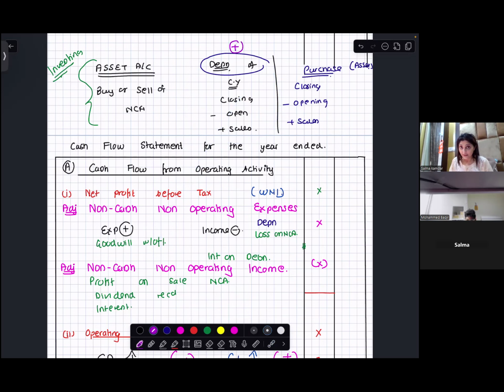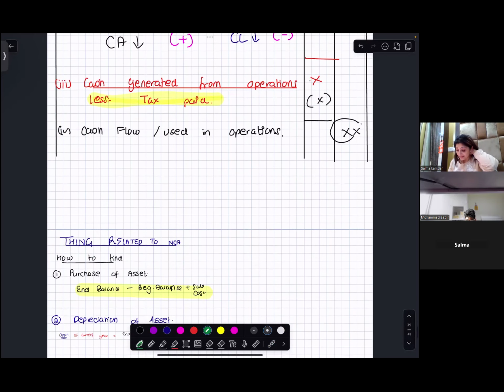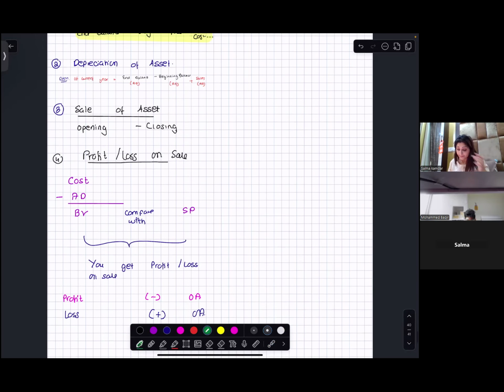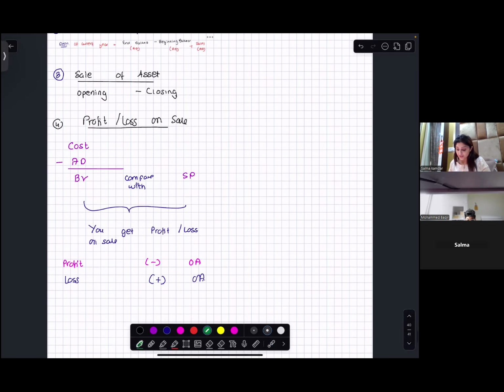Purchase of non-current asset, where will it go? Investing. Because purchase and sale of non-current asset will also go in the investing activity. Now in the investing activity there is one thing that you have to see: the profit or loss on sale of asset.